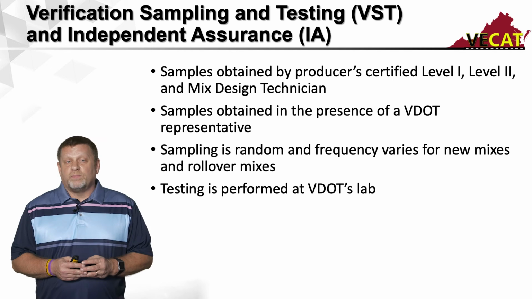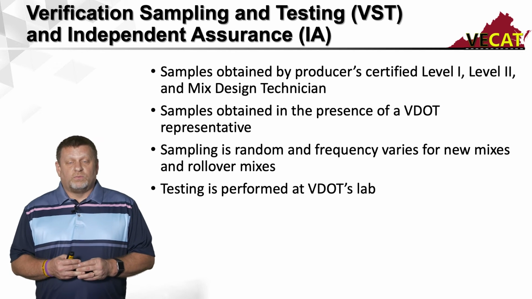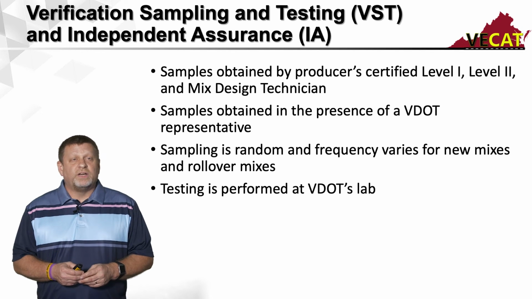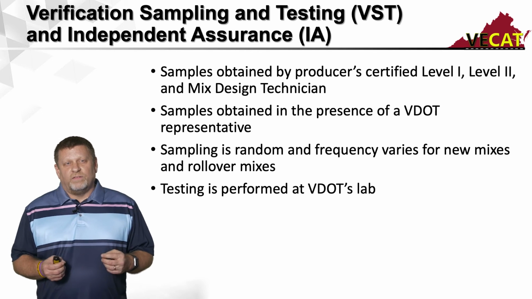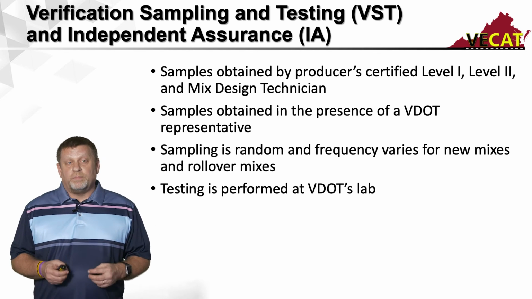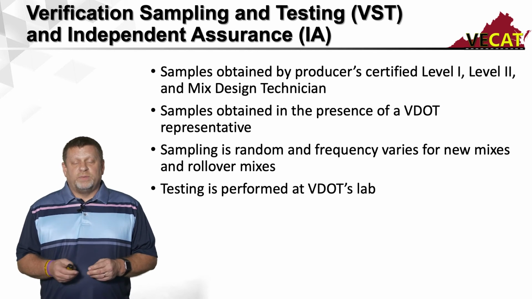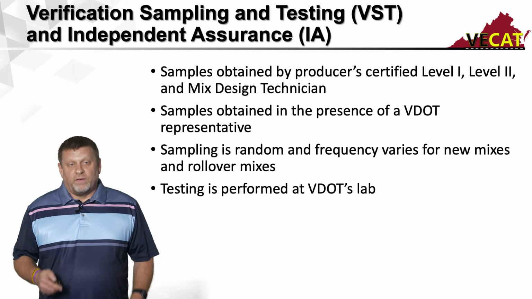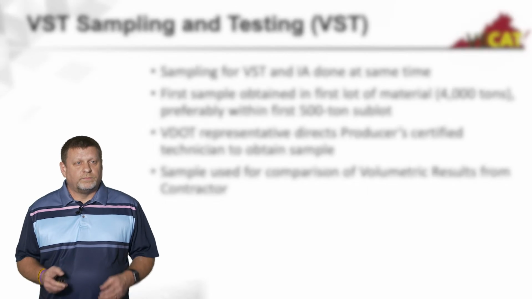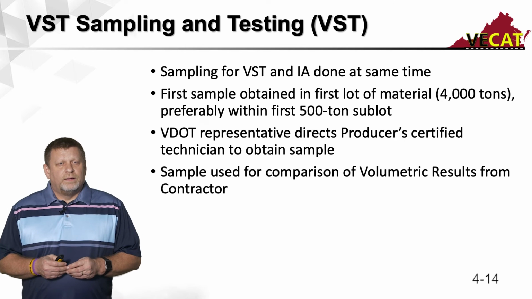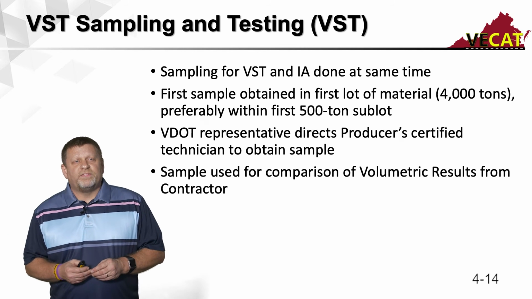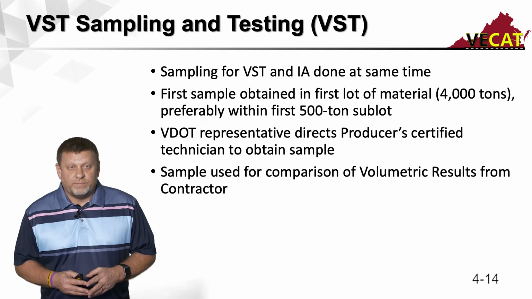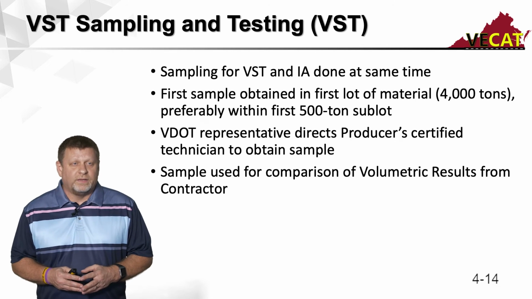Sampling is done at a random frequency. Don't forget, these randomizations have to be approved by the engineer. And when it comes to a VDOT VST sample or independent assurance sample, these samples will be tested in the VDOT laboratory by VDOT personnel. Sampling for the VST and IA are done at the same time. They don't have to be done at the same time, but they can be done.